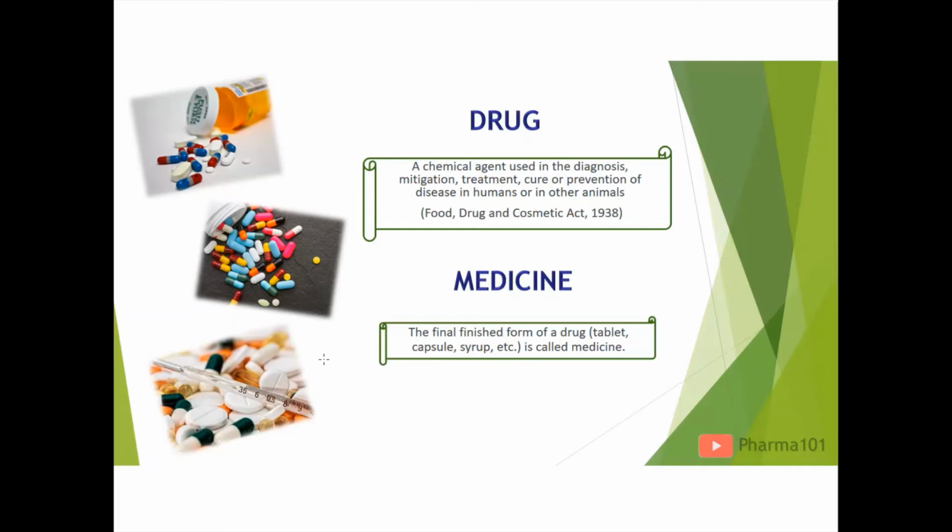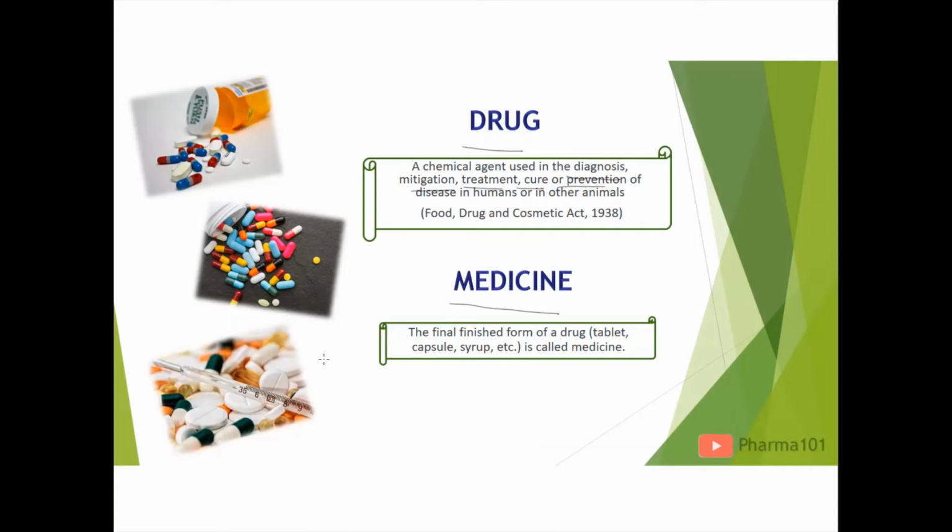Now we will discuss some of the basic terms. What is a drug and what is a medicine? So, a drug is any chemical agent that is used in the diagnosis, mitigation, treatment, cure, or prevention of disease in humans or in other animals. So basically, a drug is any active pharmaceutical ingredient or any therapeutic agent that has been derived from natural resources or formulated in a laboratory, which is used for the purpose of identification of disease, reducing the severity of the symptoms of the disease, for the treatment or cure of disease, or for the prevention of disease, both in animals and in humans.